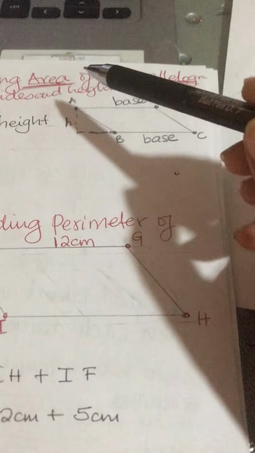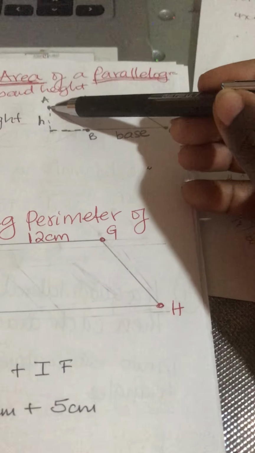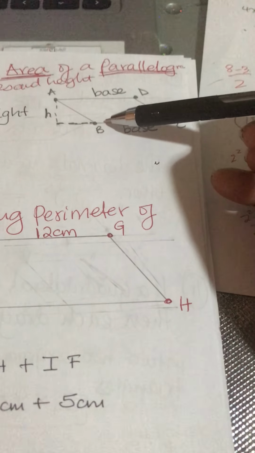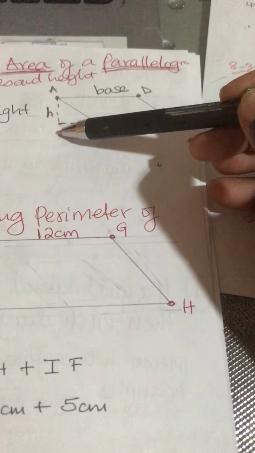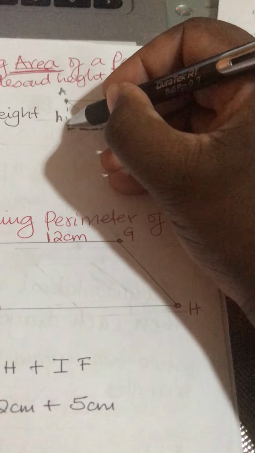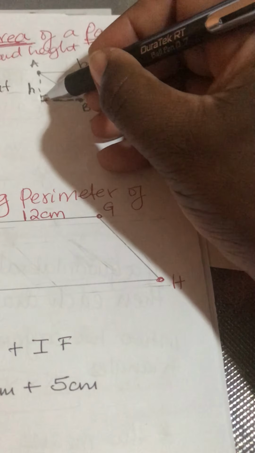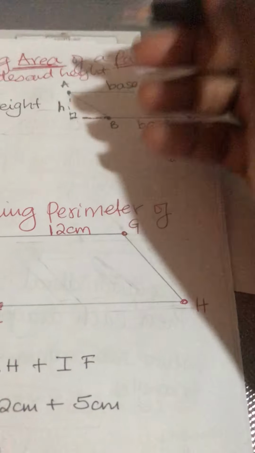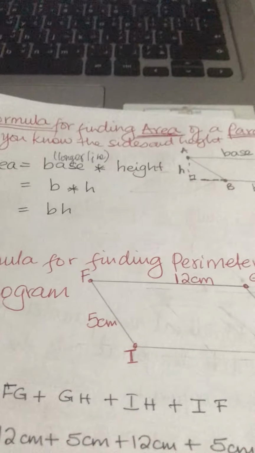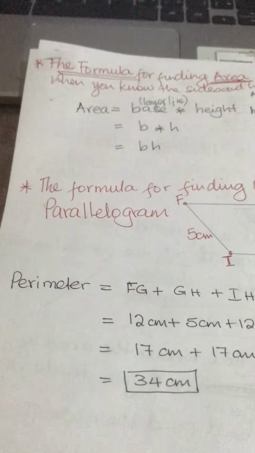So the base, you must multiply with the height. The height must be vertical. You cannot use the diagonal line and call it the height. The height will always be vertical and perpendicular to the base. So if I extend my base where it meets the height, there must be a 90 degree angle. So for you to find area, you multiply base times height.